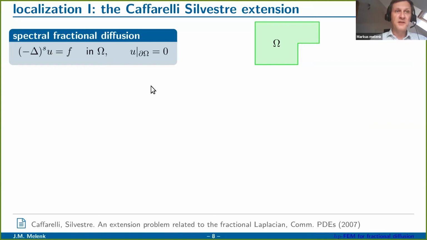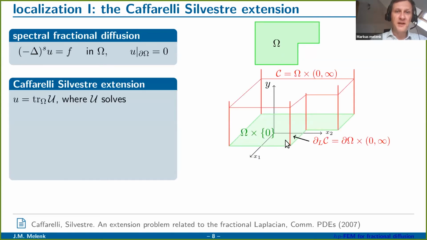Let me start now with the first numerical method, based on the Caffarelli-Silvestre extension. So what is the Caffarelli-Silvestre extension? We have the function u on this domain omega. Let's embed this omega by increasing the dimension by 1. So we extend it into R3, and omega is now simply the bottom of an infinite cylinder C, which is omega cross 0 to infinity. And the extra variable that we introduce now is called y in the rest of the talk.